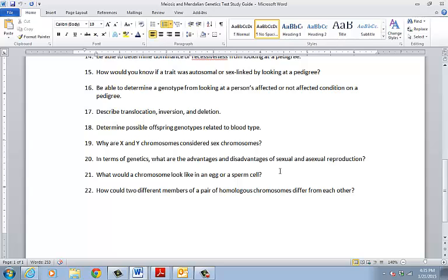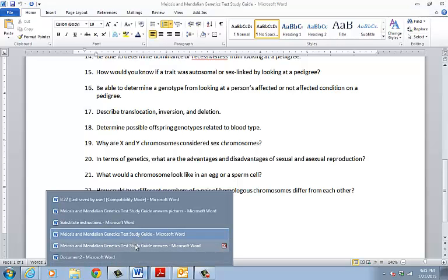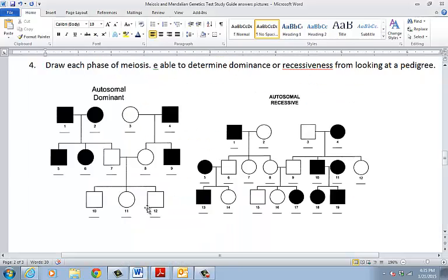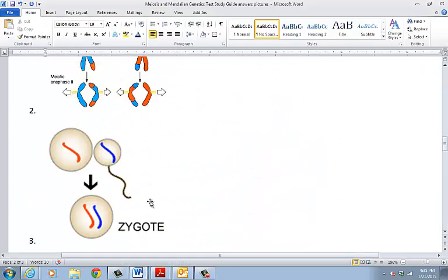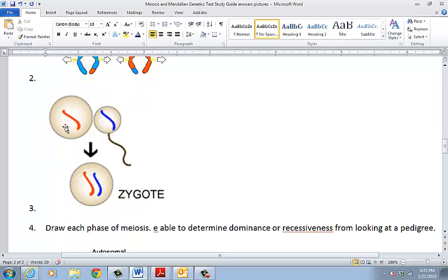What would a chromosome look like in an egg or a sperm? Here's an egg. Here's a sperm. That's what they look like. They're haploid. Where are alleles found? Alleles are found on homologous chromosomes in individuals.